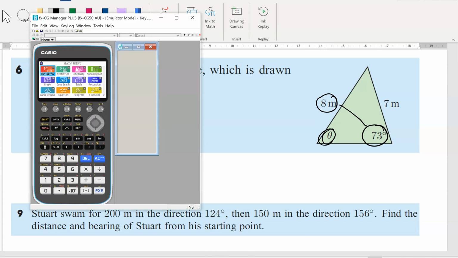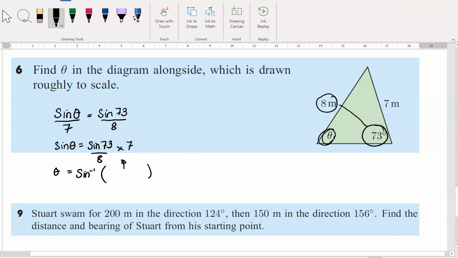Now on your calculator, your sine to the minus 1, it's above your sine button. So you go shift, sine, and there it goes, and you type in everything that you needed.